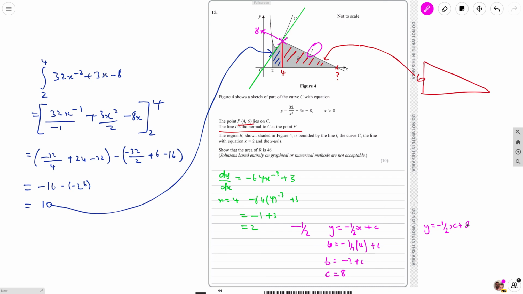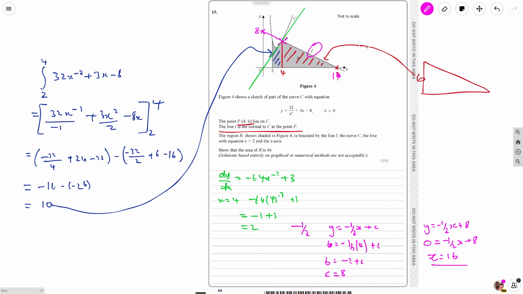Now we didn't really want the full equation. Really all we wanted to know is where does that cut the x-axis? Well, it cuts the x-axis when y equals 0. So we plug in y equals 0 and rearrange this, and you should get x is equal to 16, isn't it? And again that looks a sensible number on the diagram.